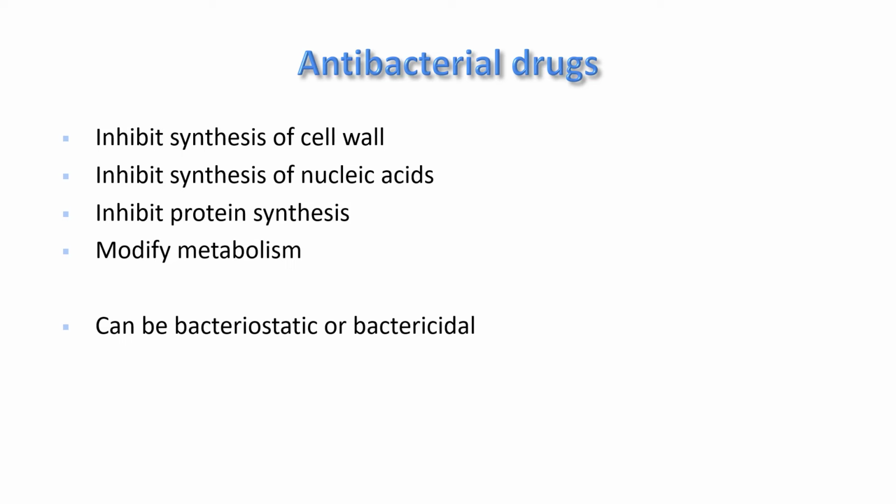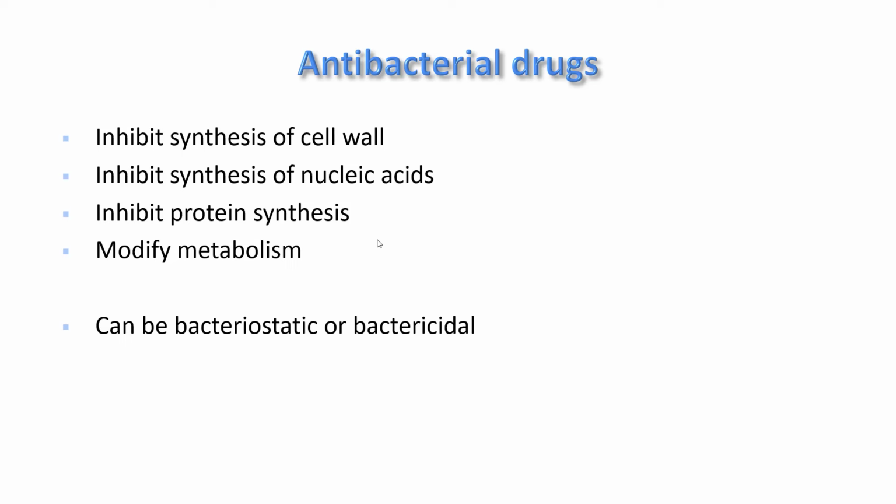Antibacterial drugs are many, and they have different modes of action. Some of them will inhibit synthesis of bacterial cell wall. Others inhibit synthesis of nucleic acids. Some inhibit protein synthesis, and some modify metabolism of the bacteria. Now, the success of antibacterial drugs is because of the difference between bacterial cells and our cells. So our cells are eukaryotic, have a nucleus. Bacterial cells are prokaryotic. So there are some fundamental differences between our cells and bacterial cells. So drugs that kill bacterial cells do not kill our body cells.